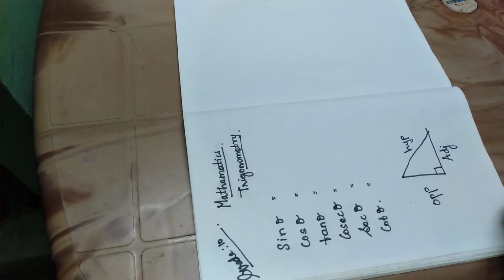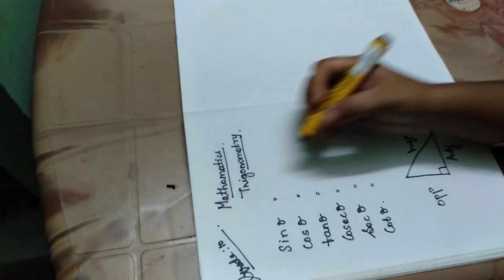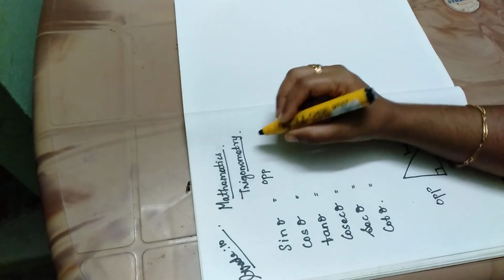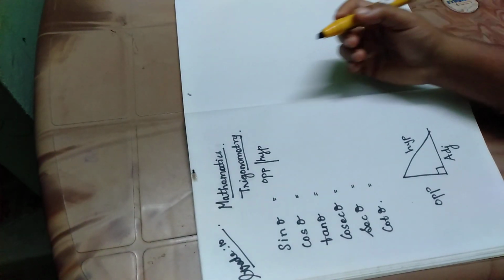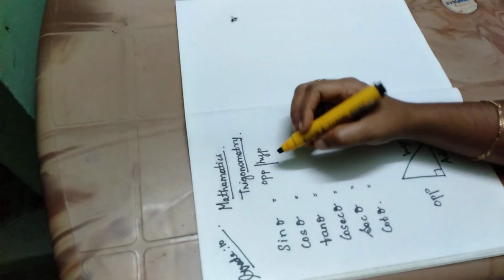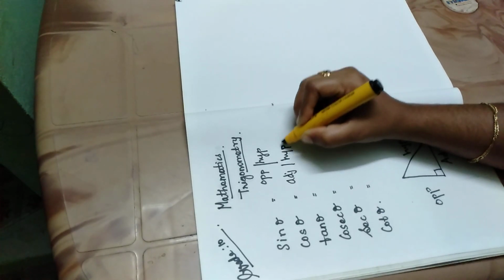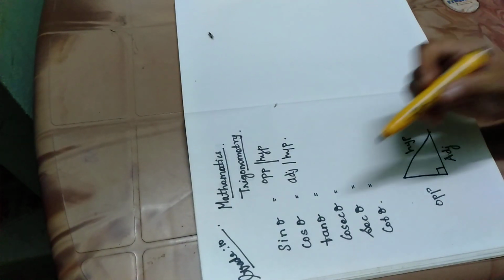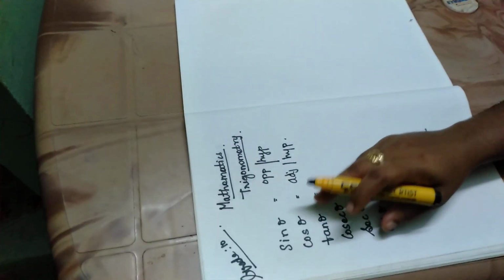So what's the formula for sin theta? Sin theta means nothing but opposite side divided by hypotenuse. Cos theta means adjacent side divided by hypotenuse. So sin theta is opposite side by hypotenuse, and cos theta is adjacent side divided by hypotenuse.